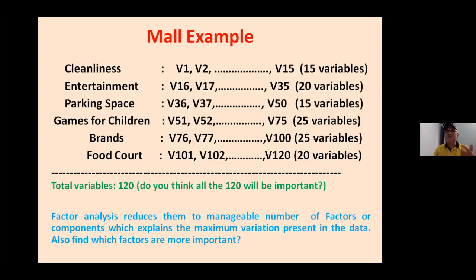This is how the factor selection goes. If the eigenvalue is more than 1, you consider that factor. If it is less than 1, you should not consider this factor.